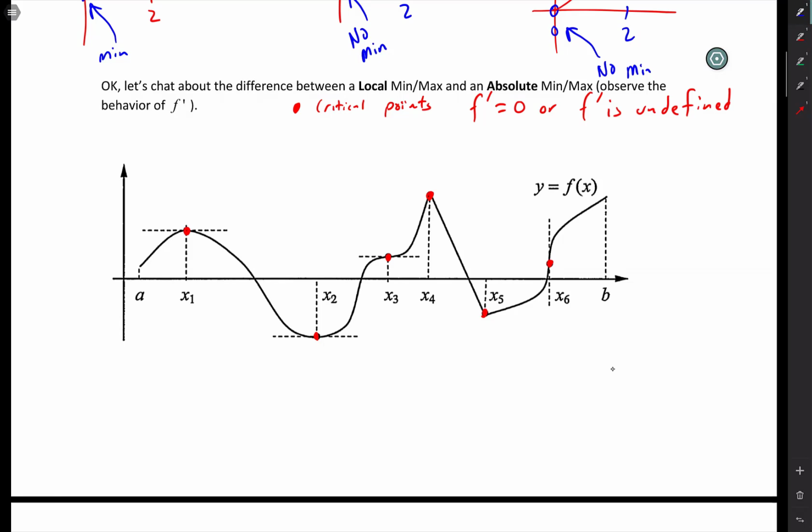So because I already put little red dots for critical points, the little blue dots that you see here are endpoints. Look at me color coding everything. This is a closed interval. So you're always going to have local mins and maxes and absolute mins and maxes. Oh, we got to talk about local and max.